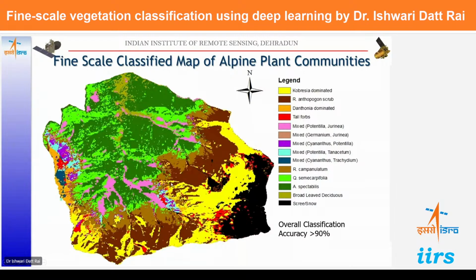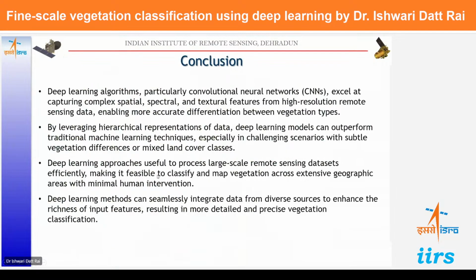Basically, each community is very important because they contain different numbers of species. So if you know the exact distribution of these communities on the ground, we can put some conservation measures or management applications in place for the protection of certain target species, especially those which are distributed in some target communities on the ground.